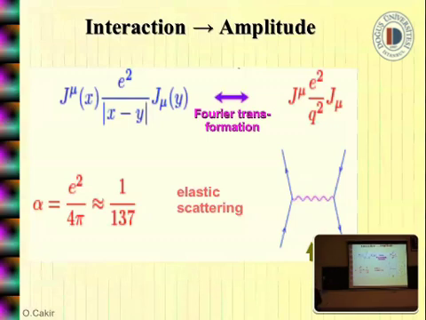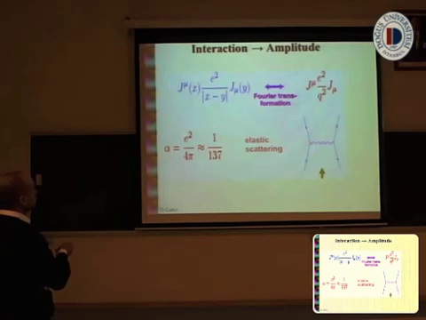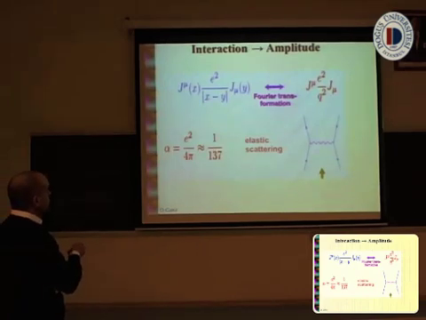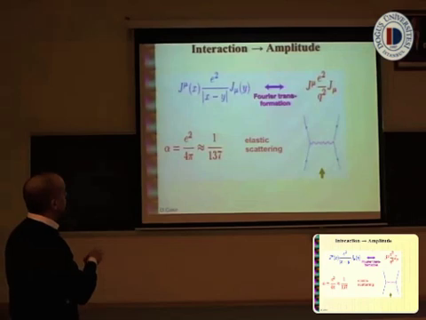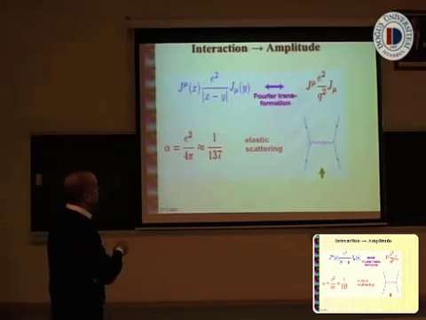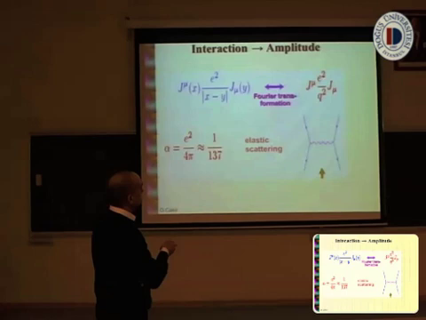So we have now interaction terms, and we want to calculate the amplitude for decay width calculations or cross-section calculations. Here you see J mu x, J mu y. These are the currents dependent on the space x. Here you see e squared over q squared in the middle and J mu.